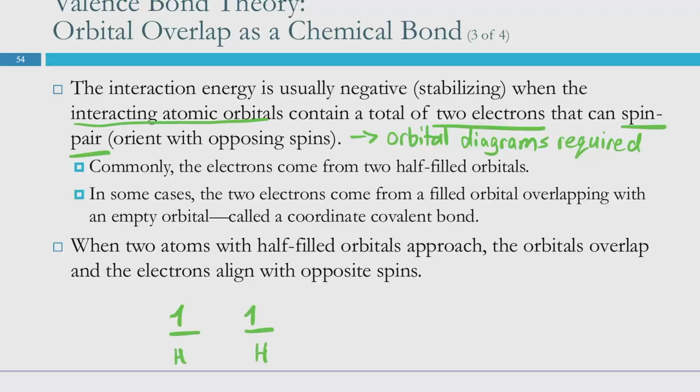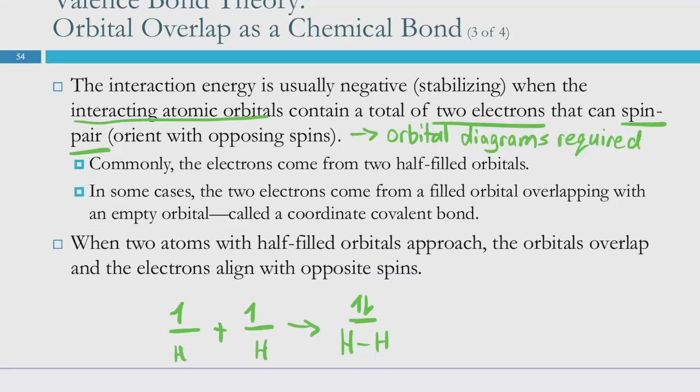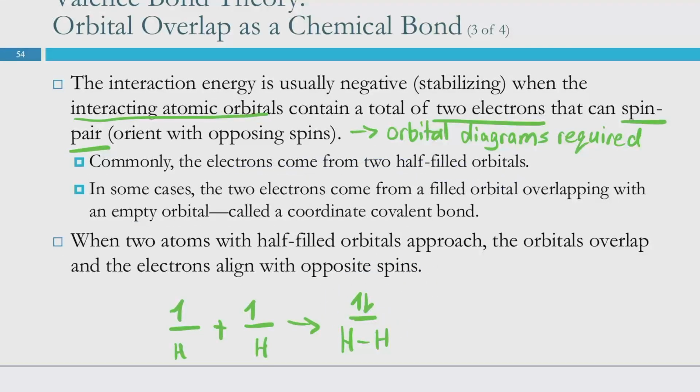So if we've got two hydrogens, they approach each other, they say, hey, can we bond? We've got one up, we've got the other one up. It's easy to flip one from up to down. And now they're spin paired. So this is the typical case that we see for bonding. The electrons come from two half-filled orbitals.